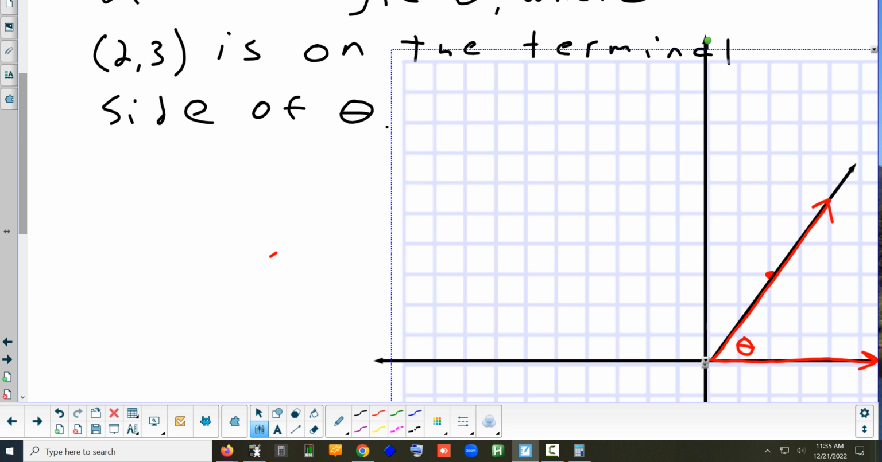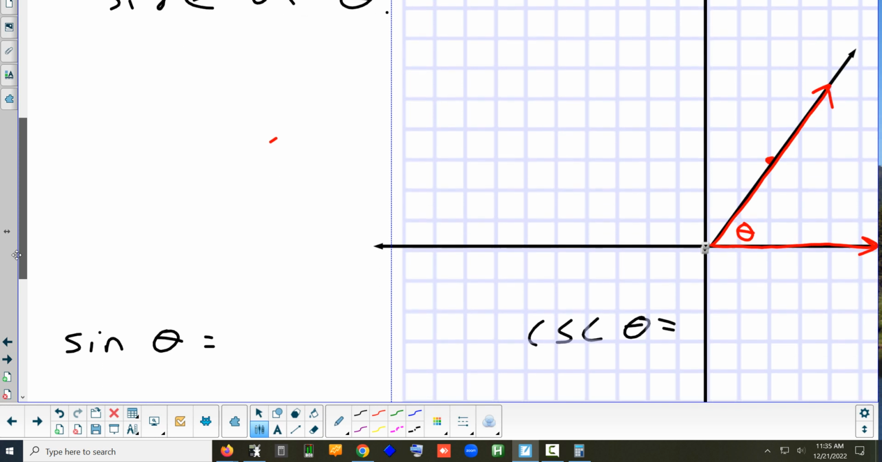Well, in order to do that, we need to make a triangle in that picture. Does anybody have an idea how I'm going to make a triangle? Having something to do with the point (2, 3), and we need to make a third side. Yeah? Could you draw directly down from the point (2, 3)? Yeah. Just draw it directly down from the point (2, 3).